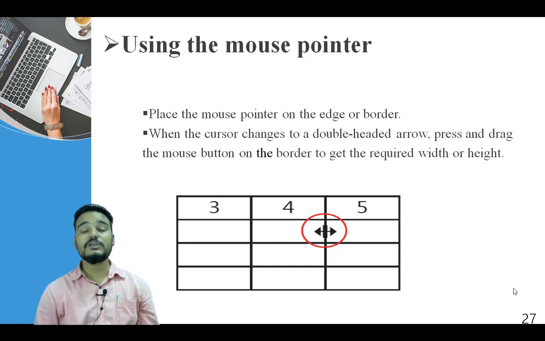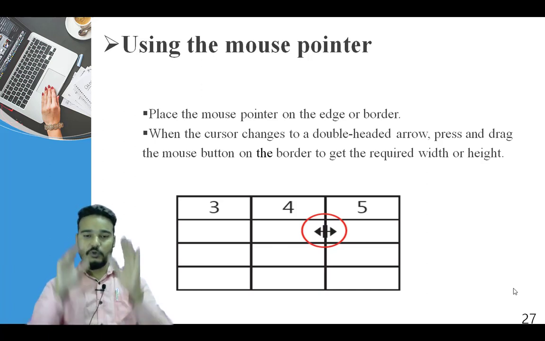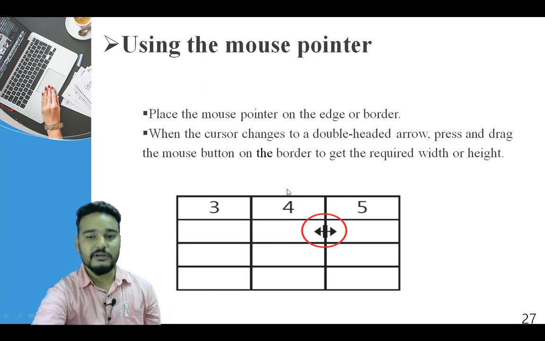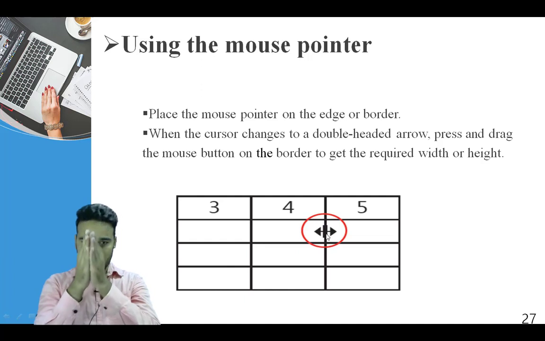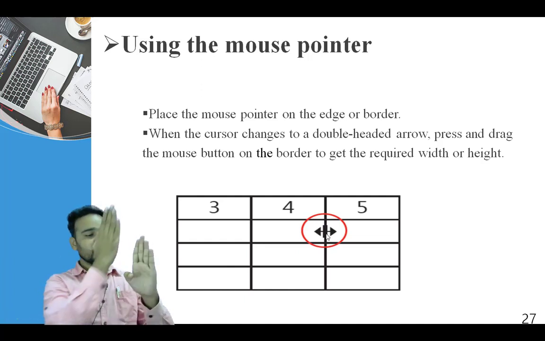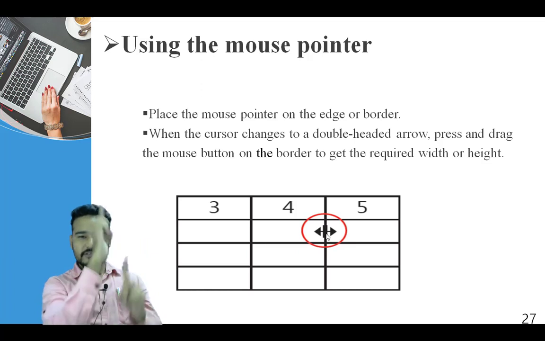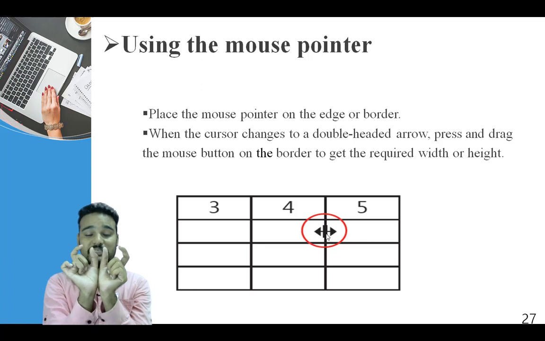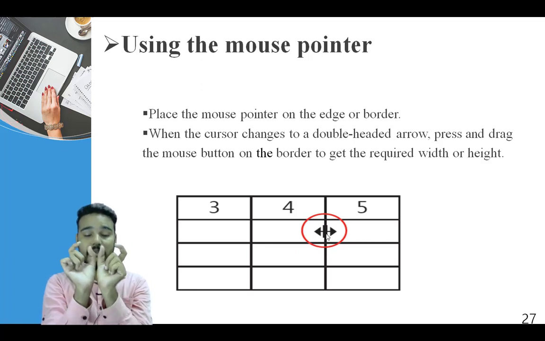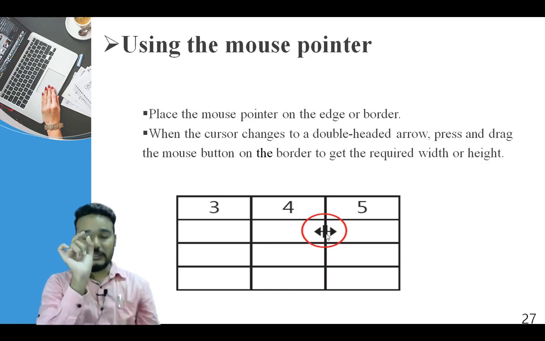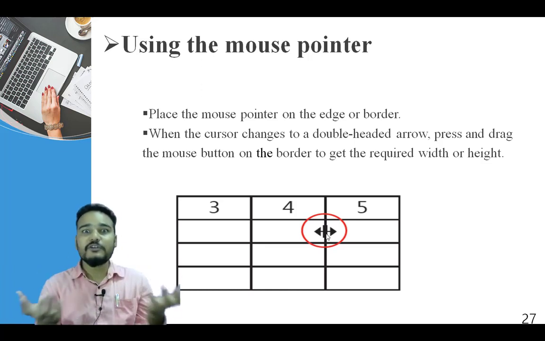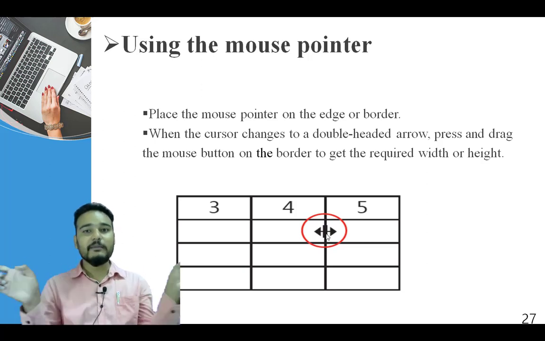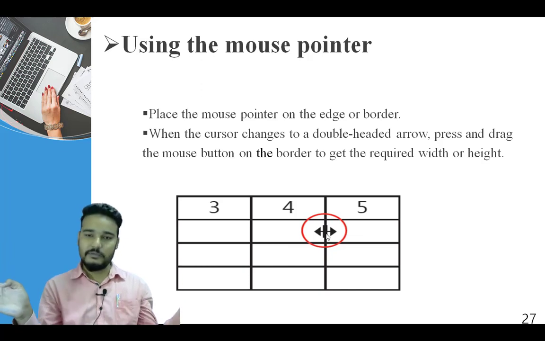So the first option is using the mouse pointer. When we have created that table, we can drag the mouse pointer to the edge, the line, the center line where two cells are meeting, where two cells are attached and joining together. There we will take our mouse, and our mouse pointer will change, magic will happen, into a double headed arrow. There will be an arrow on this side and on this side.